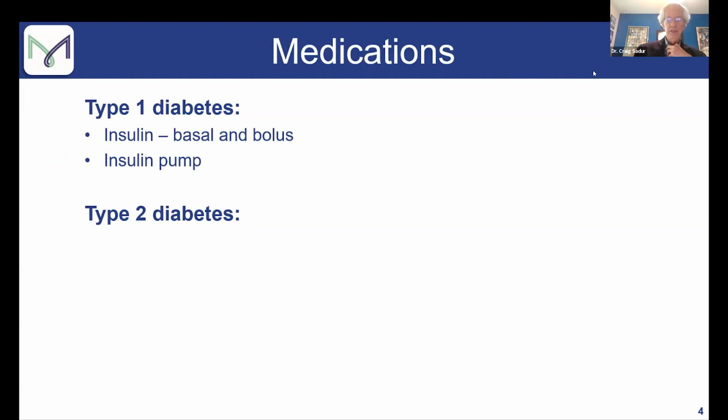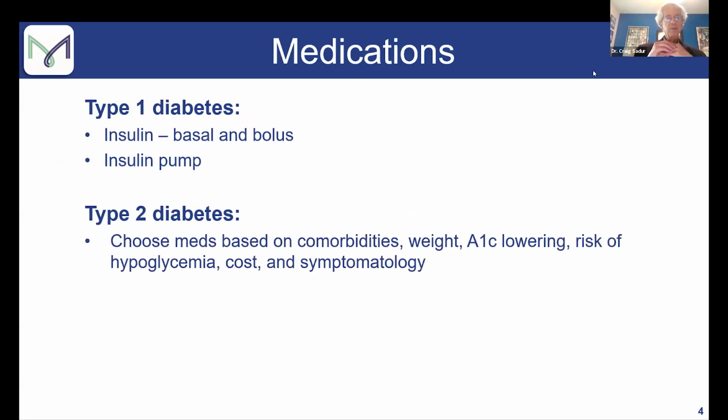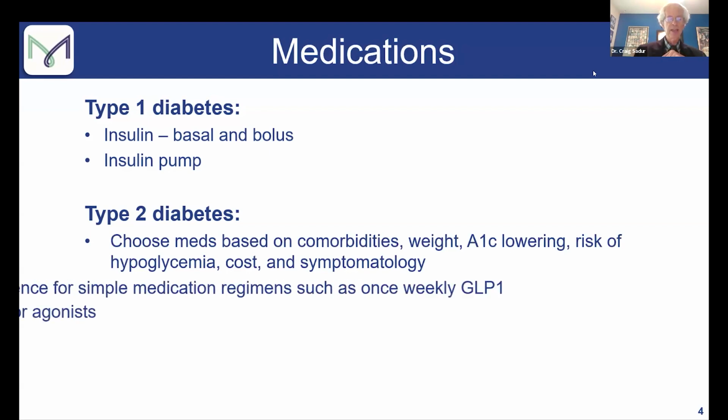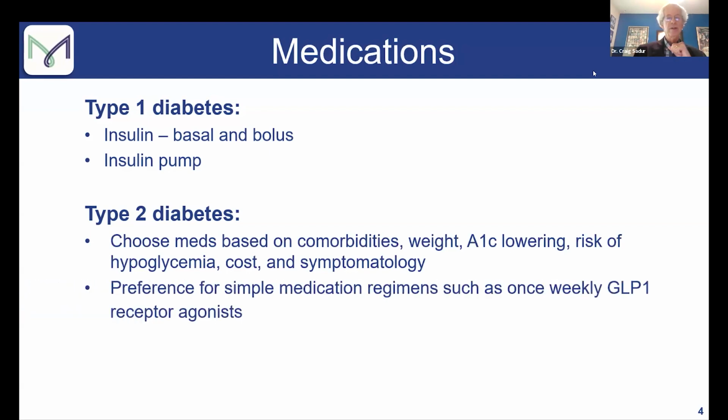With type 2 diabetes, it used to be pretty much metformin, sulfonylurea, insulin, we're done. Now the medicines are based on many nuances, particularly comorbidities, weight issues, A1C lowering, hypoglycemia risks, cost of the medications, and if there's symptomatology. And if possible, a preference for simple medication regimens such as the once-weekly GLP-1 receptor agonists.